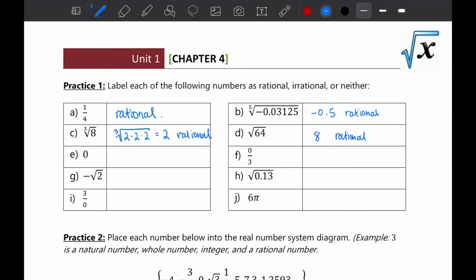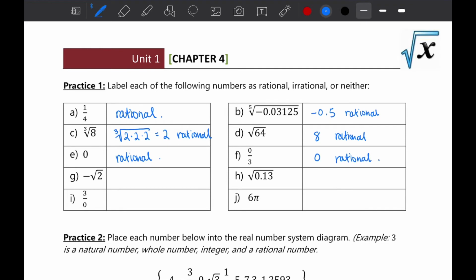Part E, 0 is not a natural number, but it is included in a whole number, therefore included in integer, and therefore included in the rational number. Part F, 0 divided by any number is equal to 0, therefore it's also rational.